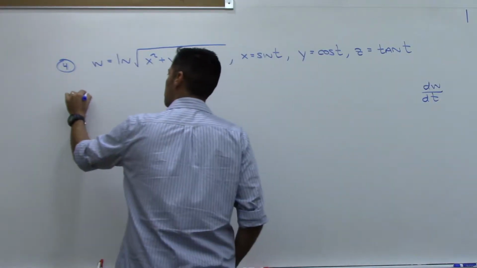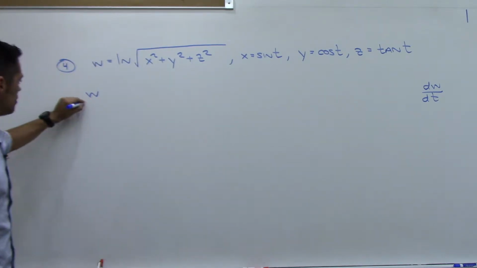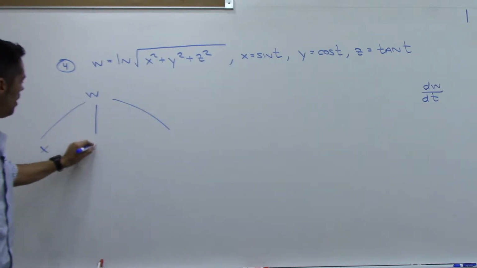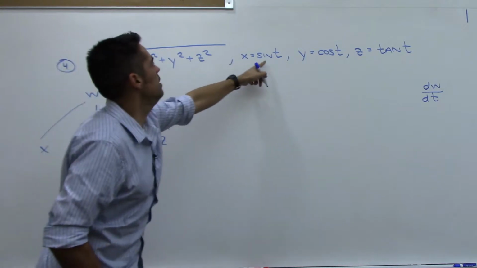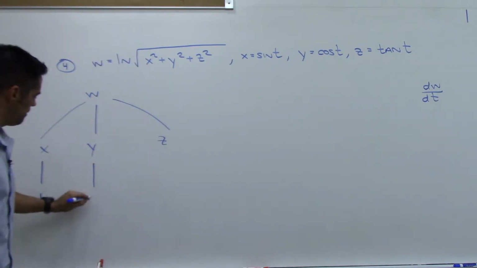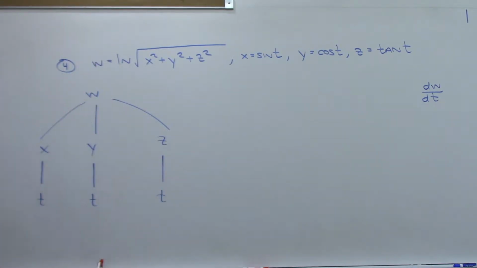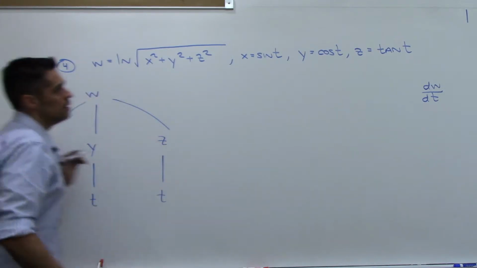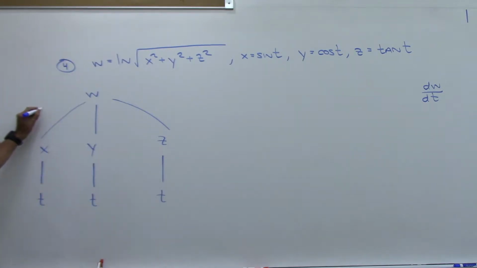I have w up top. W depends on x, y, and z, so I actually have 3 different variables that it depends on, x, y, and z. And x depends on t, y depends on t, and z depends on t. So since all I need to know is t in order to determine w, then dw/dt, the straight derivative, is possible. So we've got our different pieces here.